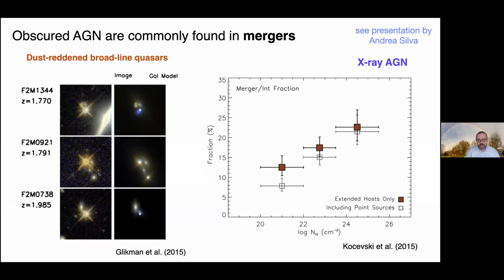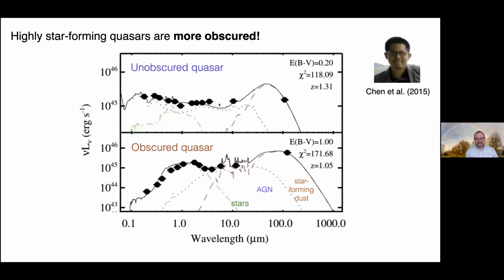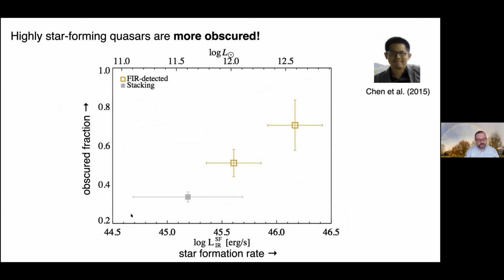There's still a lot of debate about this, but I think some of the evidence is pretty compelling that dust reddened or heavily obscured AGN are more likely to be found in mergers, or the flip side is that mergers are more likely to host heavily obscured AGN. So that's giving us some evidence for that picture that I showed from those simulations. Also, if you look at star formation, if you look at the most powerful objects, this is work by my former graduate student Chen-Ting Chen for his thesis, the more powerful star-forming quasars have a higher obscuration fraction, suggesting that some of that gas that's associated with the star formation and dust is actually obscuring the central engine.